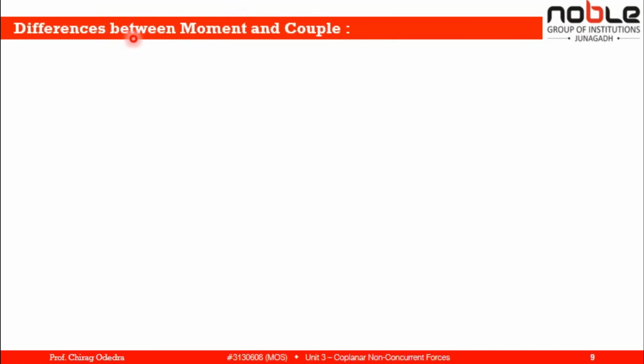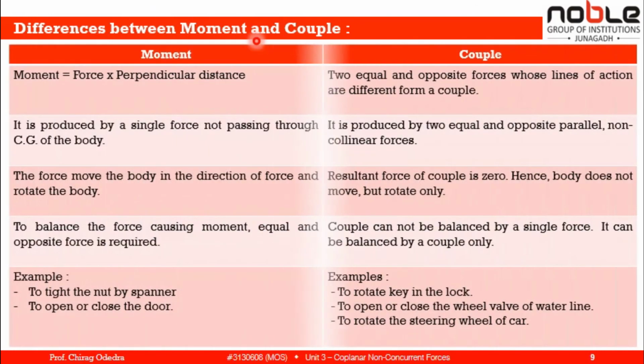So as of now, we have discussed moment and couple. There are some differences between moment and couple. Let us see them one by one. First one, the moment is equal to force into perpendicular distance, while a couple is two equal and opposite forces whose lines of action are different. Next one, a moment is produced by a single force not passing through the CG of the body, while a couple is produced by two equal and opposite parallel and non-collinear forces. That means their lines of action are different.